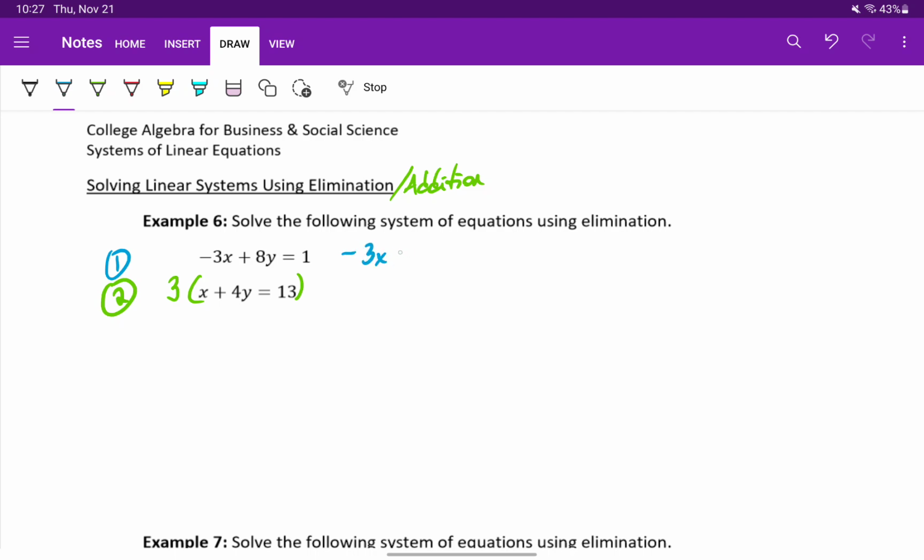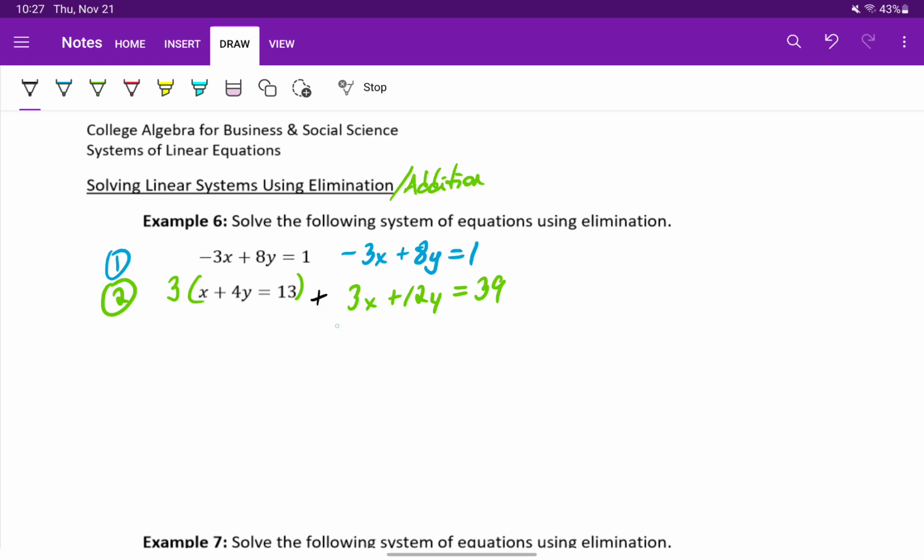This will give us negative 3x plus 8y is equal to 1 because the first equation hasn't changed at all. But now the second equation will become 3x plus 12y is equal to 39. Be very careful that you always multiply the other side of the equation by that value as well. It's a mistake that I'll easily make from time to time. But since we've multiplied both sides of the equation by 3, we haven't changed the value of the equation. We've just made the numbers look a little bit different.